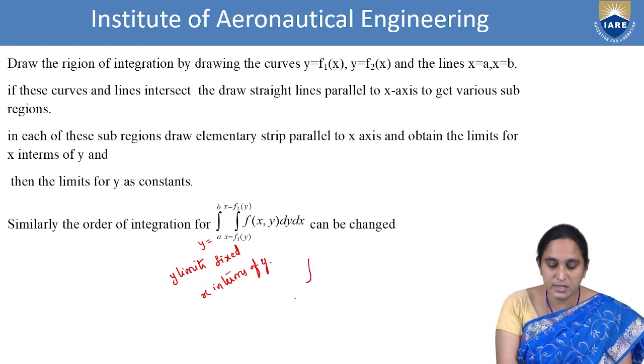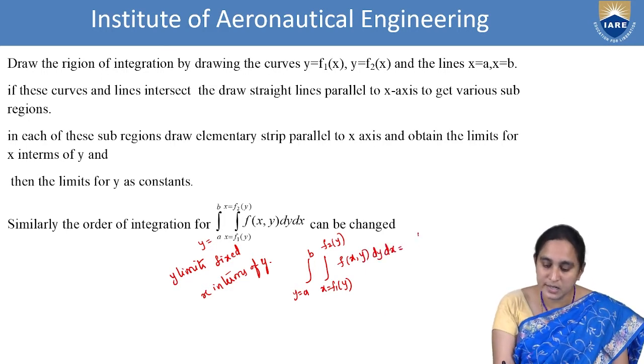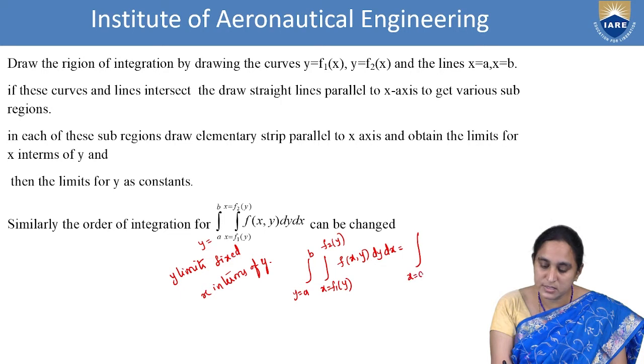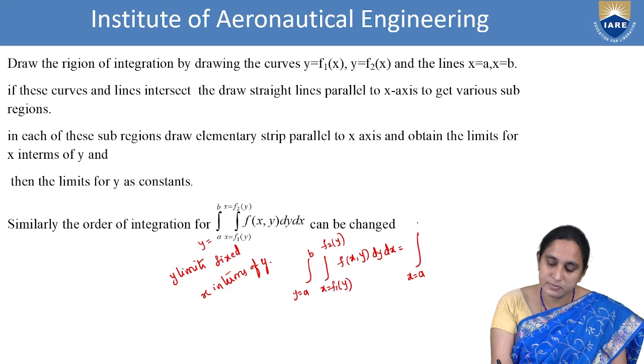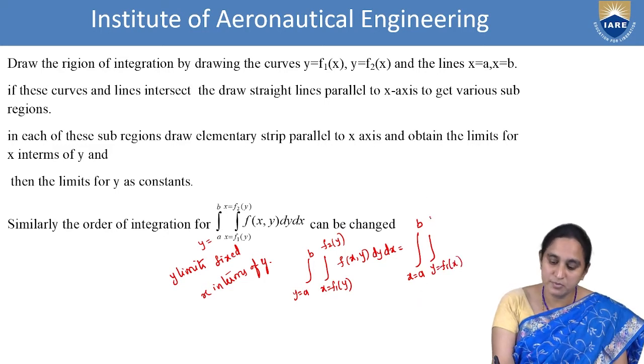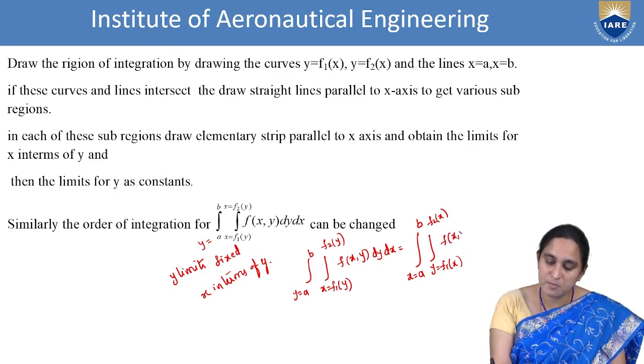That is, the integral of y is equal to a to b, the integral of x is equal to f1 of y to f2 of y, the function is f of x comma y dy dx. Now I'll convert that as x fixed. By using change of order of integration, how will I convert here? X is fixed, that is x is a to b, and the y limits are in terms of x, f of x comma y.